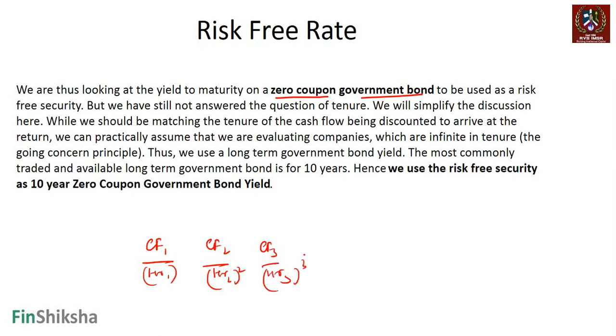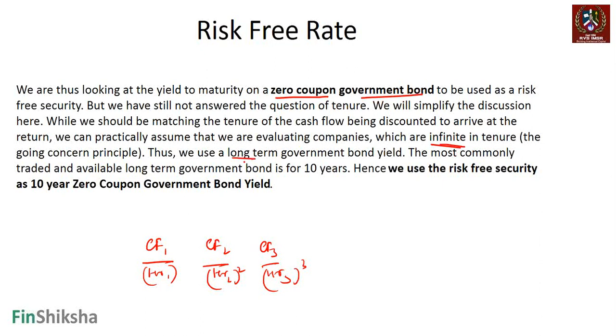Now that's a complicated task because then you technically need zero coupon bond yields for each of the tenures of the cash flows. In real life, we don't really complicate things that much. We will try and match the duration or the tenure of our cash flows with the tenure of our risk-free security, right? Now, technically, we are looking at companies which have infinite tenure, right?